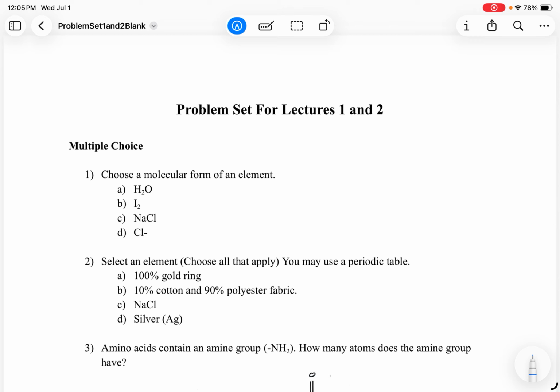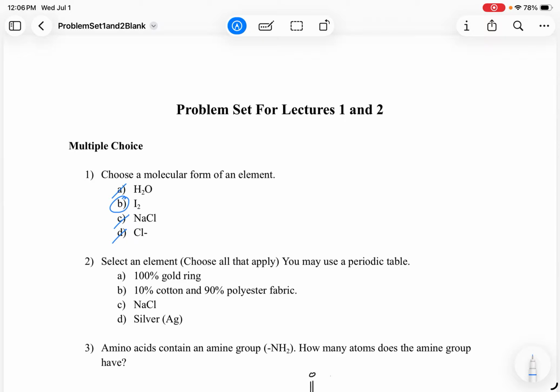So multiple choice, choose a molecular form of an element. So H2O, that is not the right answer. Iodine is molecular, iodine is the right answer. So let's circle that one, and HCl is not, because there is two different atoms, two different elements. H2O is also two different elements, and Cl minus, that is an element, but that's an ion, and it's not a molecule. Remember that a molecule is made up of, well, more than one atom, right? So molecular iodine, the answer is B.